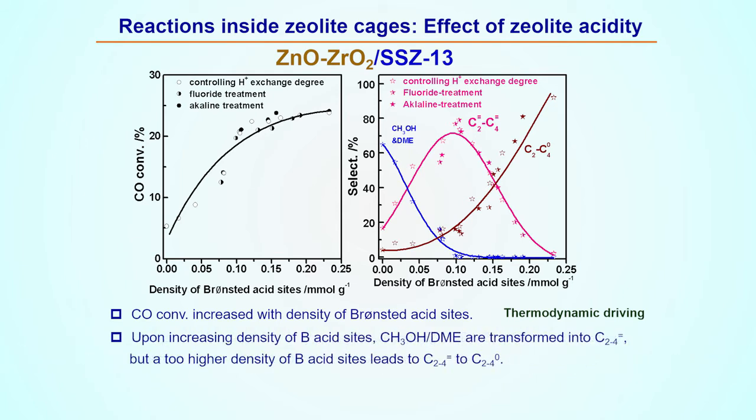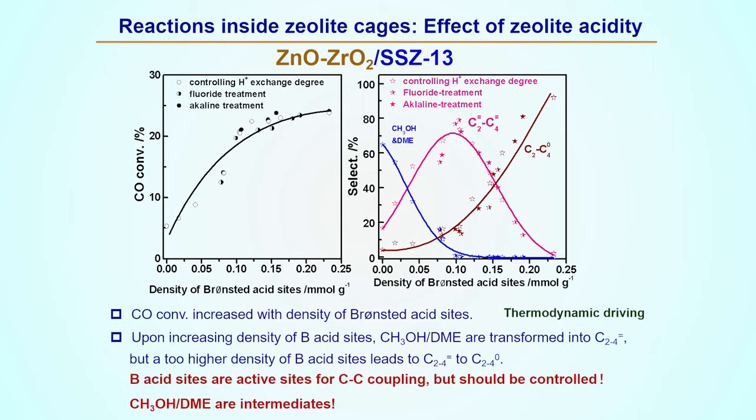Upon increasing the density of Brønsted acid sites, methanol and DME are transformed into lower olefins, but a too high density of Brønsted acid sites leads to the conversion of lower olefins to paraffins. Therefore, Brønsted acid sites are active sites for C-C coupling, but their densities should be controlled. These results confirm that methanol and DME are reaction intermediates in our system.